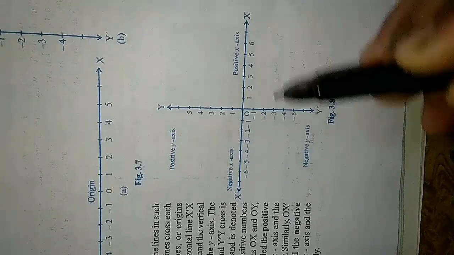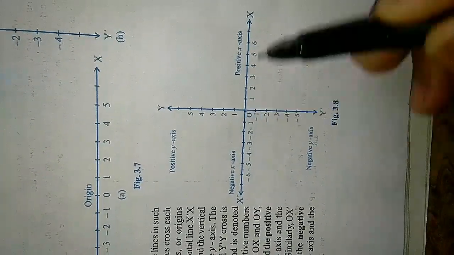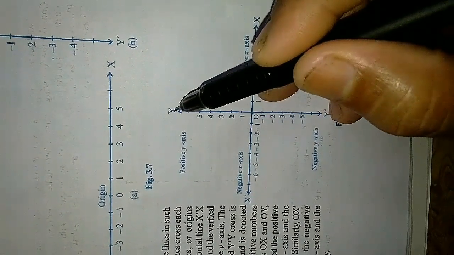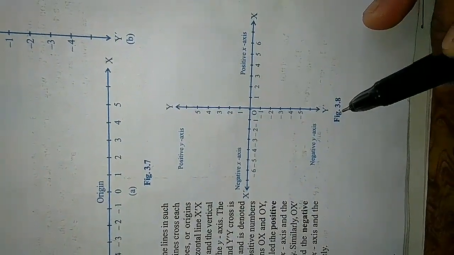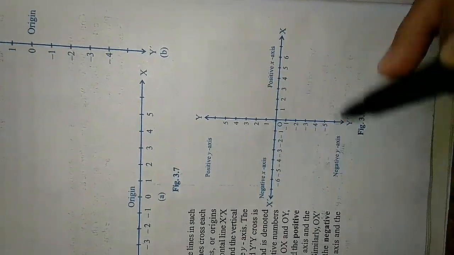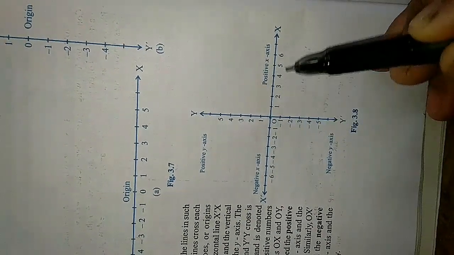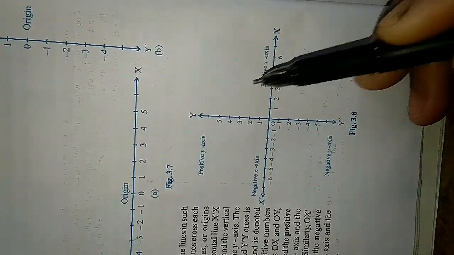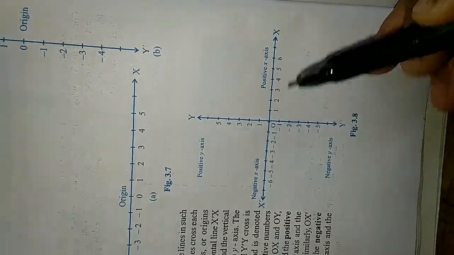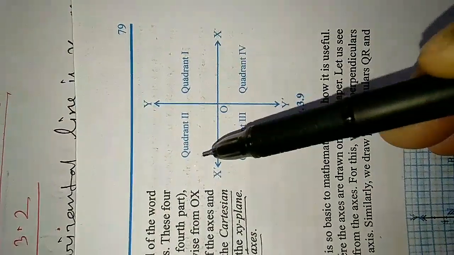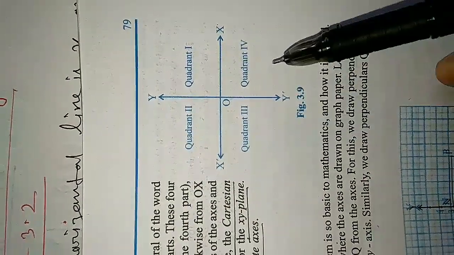The horizontal line is called the x-axis, and we name it x' O x. The vertical line is called the y-axis, and we name it y O y'. And they form 4 quadrants. If you move OX in the anti-clockwise direction, then 4 quadrants are formed, and the names of the quadrants are quadrant 1, quadrant 2, quadrant 3, quadrant 4.